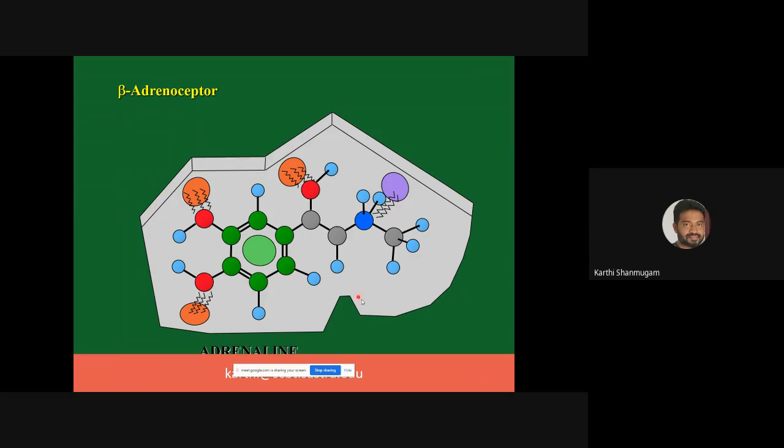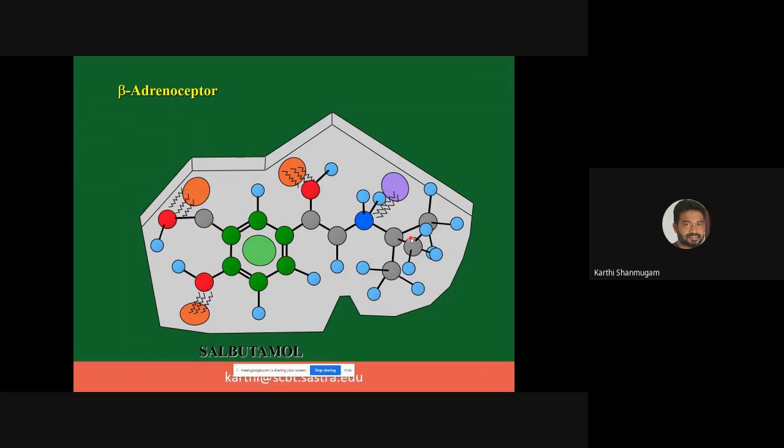Do you agree that this additional space is hydrophobic in nature? Can we go for varying alkyl substituents? Yes, sir. Replacing one CH3 with a greater number of CH3 groups, right? Do you agree that there is a variation in this region? So, what is this structure? This structure is no more adrenaline. This is called salbutamol. Am I right?